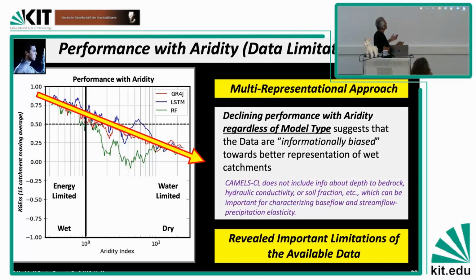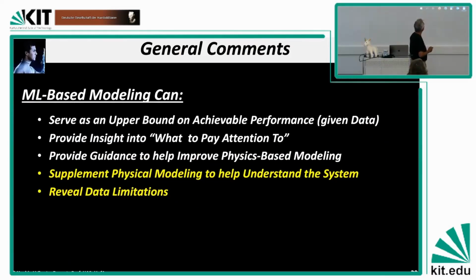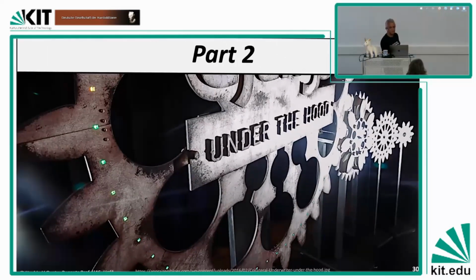So there's benefits to using a multi-representational approach. So you're using a physical approach and different kinds of machine learning approaches. Okay, so same thing. You can supplement physical modeling to help understand the system, and you can learn something about whether your data is good enough for you.